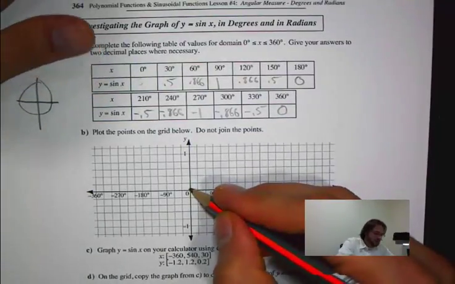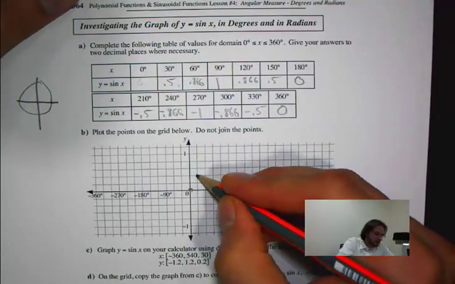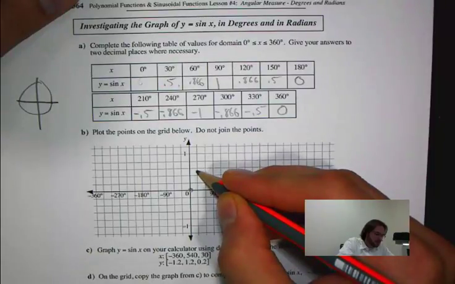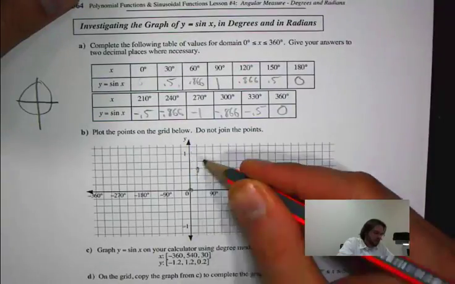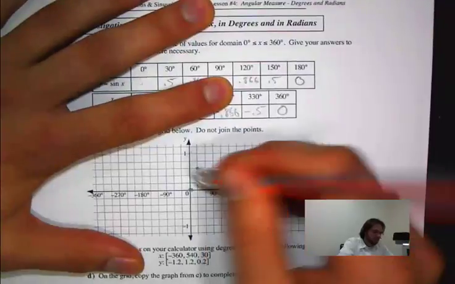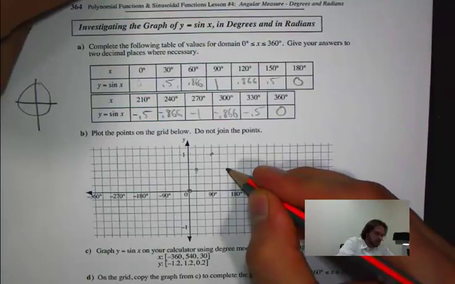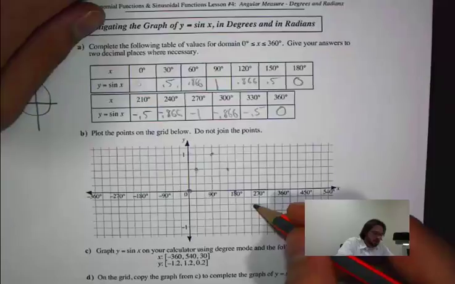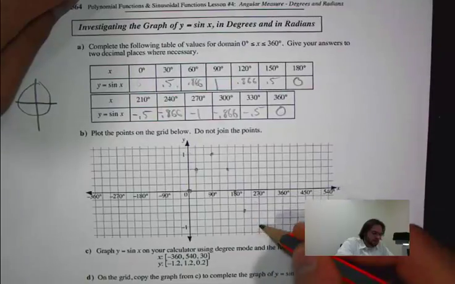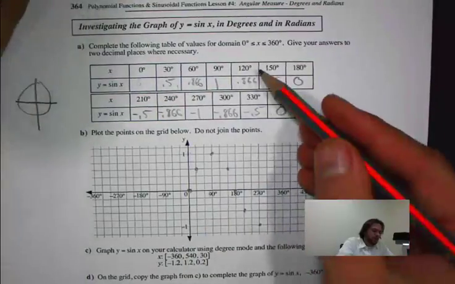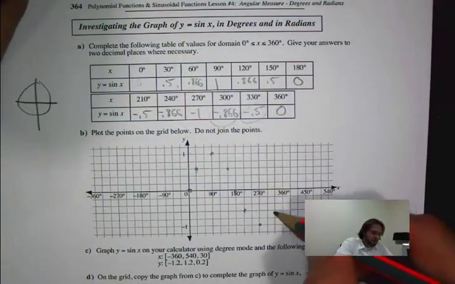So if I did this, we know at 30 degrees, that is at 0.5. And 0.5 is right there, I believe. Okay, and then at 90 degrees we're at 1. Then we go back down, we're at 0.5. Then we continue this, and at 210 we're at negative 0.5. 270 we're at negative 1, right? Then we're at negative 0.5 at 330.